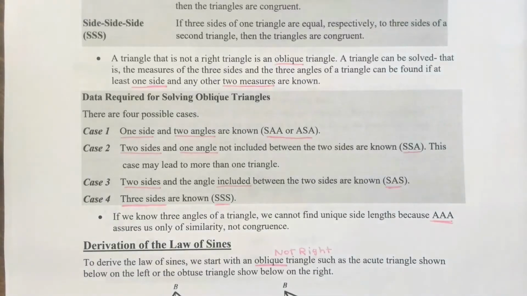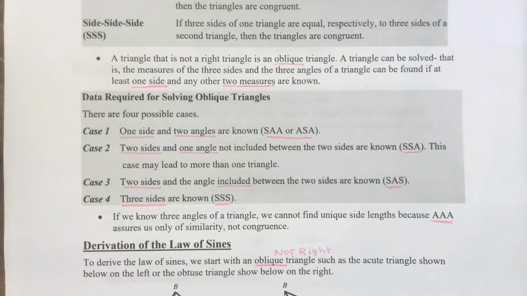We are starting the last section of Chapter 7, so this will be the last section that we learn for the semester. So just to go back over what we are trying to do for Chapter 7. We're trying to solve oblique triangles, and we've talked about case 1, where you have one side and two angles, whether the side is between the two angles or not. So side-angle-angle, or angle-side-angle.